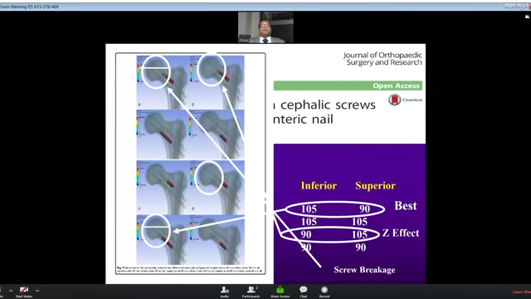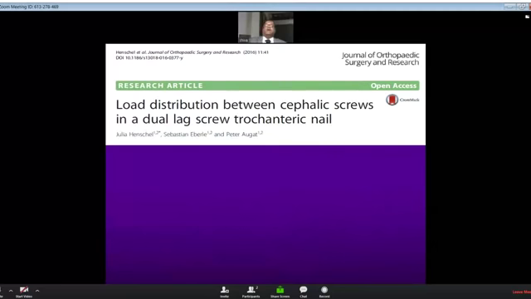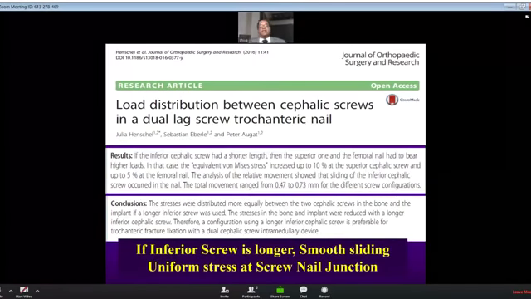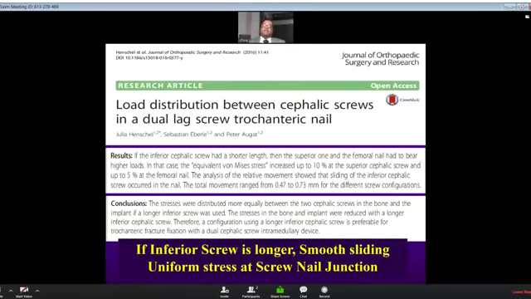And when the superior screw is longer and the inferior screw is normal, then screw breakage is very, very high, because the tip of the screw takes the load. Instead of Z effect happening, the breakage of the screw is very, very high. So they conclude in their article saying that if inferior screw is longer, smooth sliding of the screw happens and uniform stress at the nail screw junction will be there.